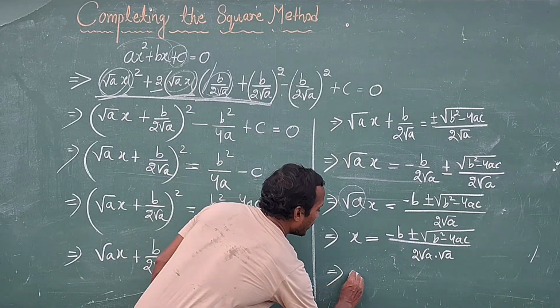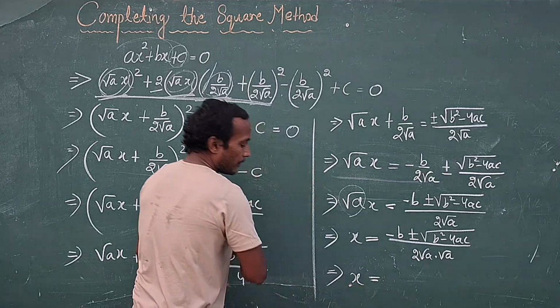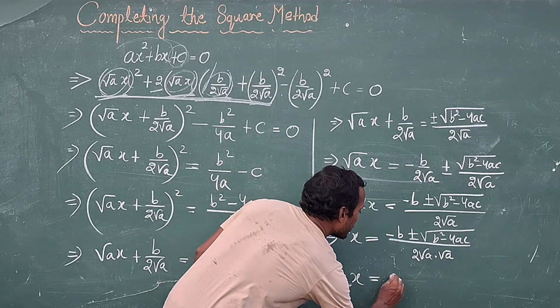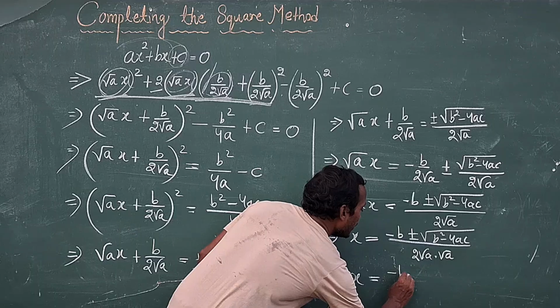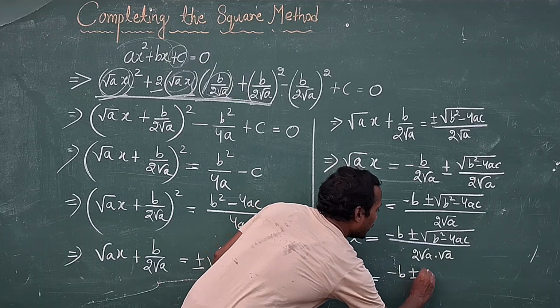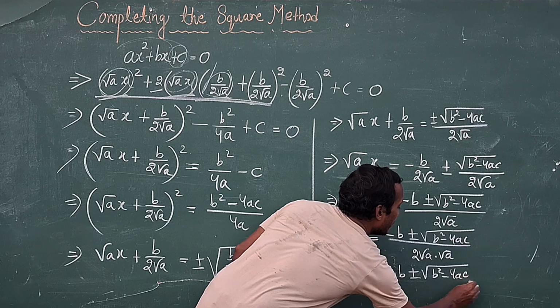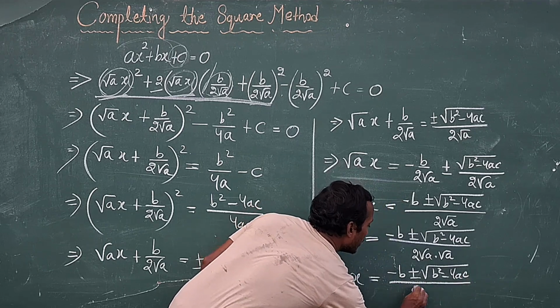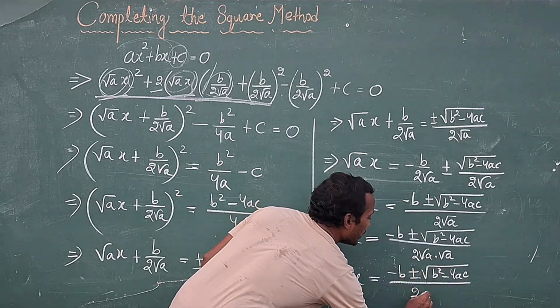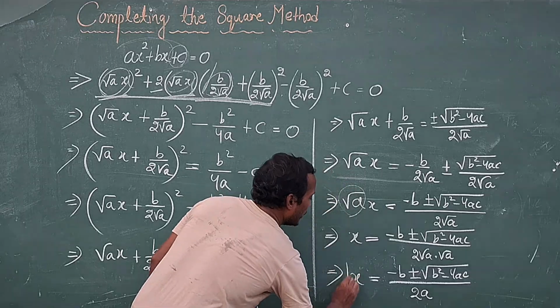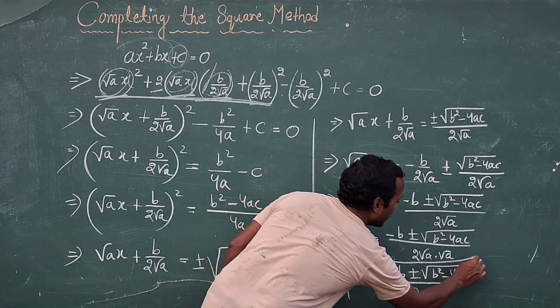Now finally you get the quadratic formula, the value of the variable x in terms of a, b and c. Minus b plus minus square root of b square minus 4ac by 2 root a into root a, which is 2a. So this is the quadratic formula.